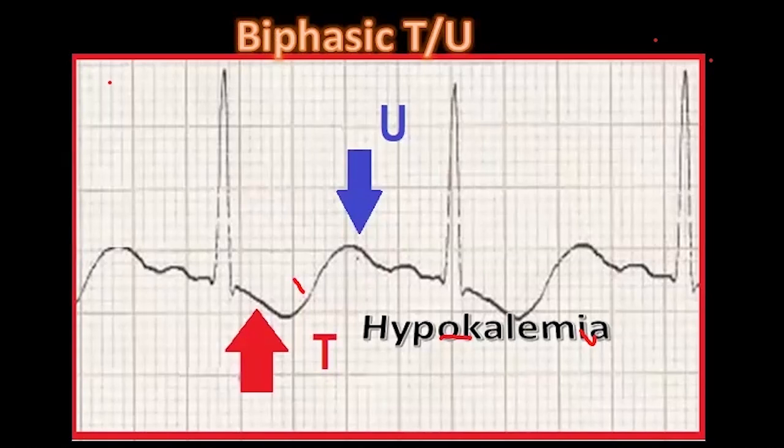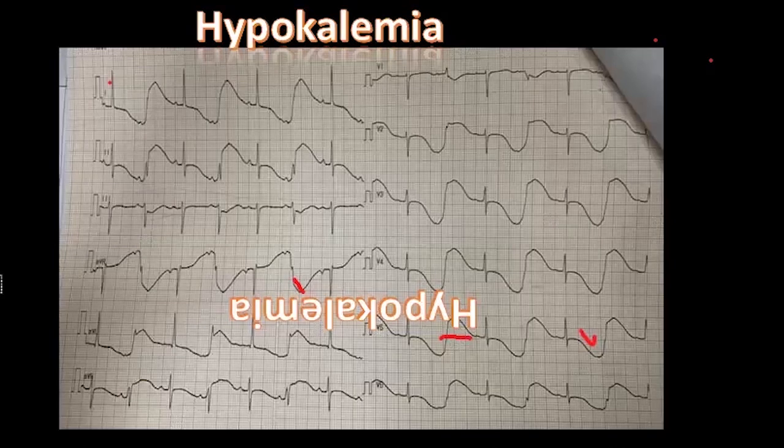Another example is the TU pattern, and we know that in hypokalemia we see a biphasic TU pattern. But in clinical ECGs, these can appear like this, where a doctor can confuse it with ST elevation or tall T wave. These are neither ST elevation nor tall T wave. So here you always need practice before going to a clinical scenario.